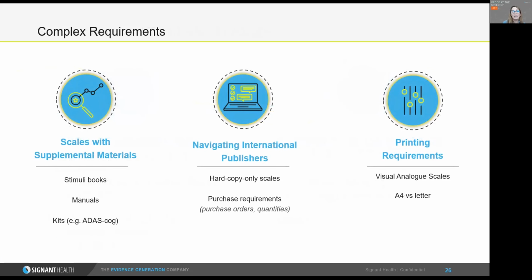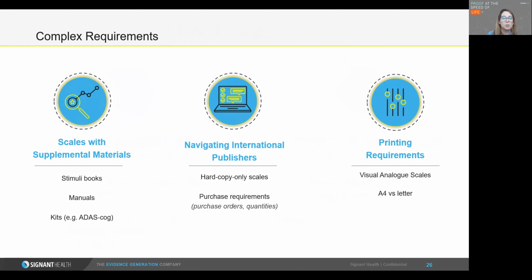And here, of course, can it get any more complex? Sure can, when it comes to licensing. So just some 3 pieces that we just pulled out here just to mention quickly. Supplemental materials with some scales. I know some scales are just questions found on 1 page of a Word document. Not always the case, with so many scales. I don't even know how many scales are honestly out there, but there are so many, and more are coming up over and over again. So you could have stimuli books, you could have manuals, you could have kits, like if anyone's familiar with the ADAS-COG. All of these pieces need to be included as you're doing the licensing permissions for your possible trial.